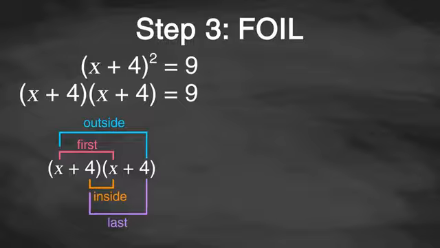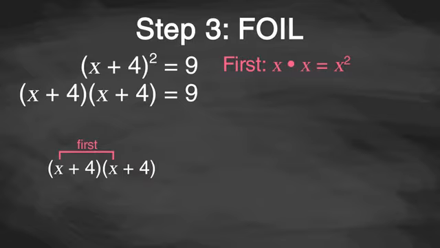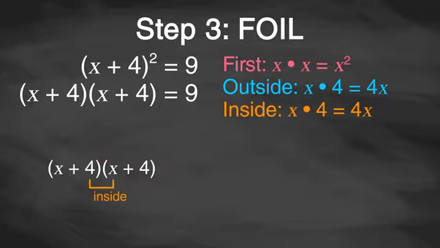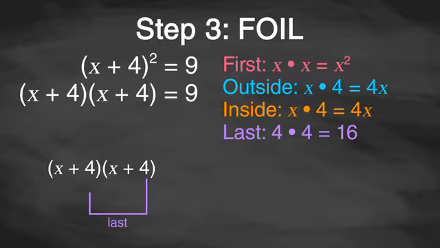FOIL is an acronym referring to the order you multiply the terms. First, outside, inside, and last. First, multiply x times x, which equals x squared. Outside, multiply x times 4, which equals 4x. Inside, multiply 4 times x, which equals 4x. Last, multiply 4 times 4, which equals 16.